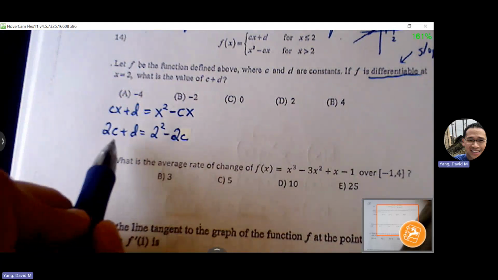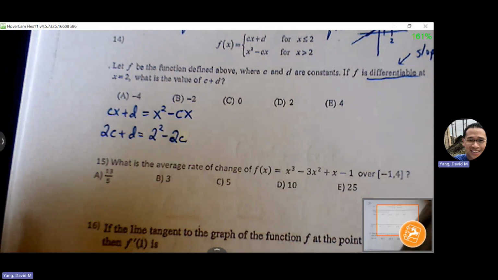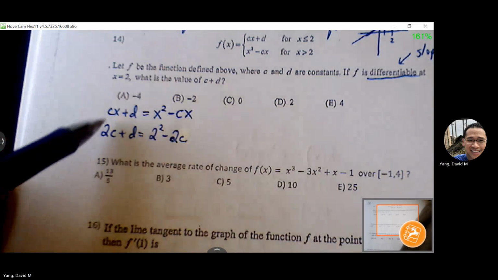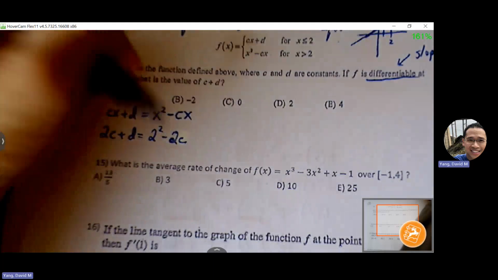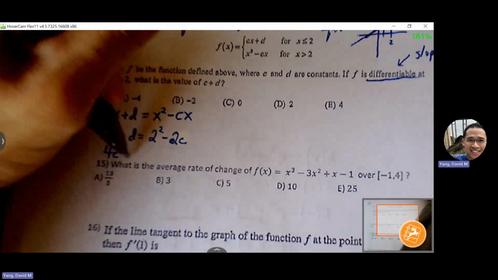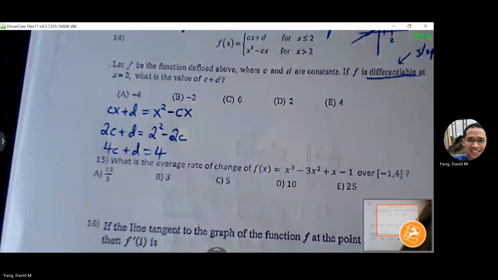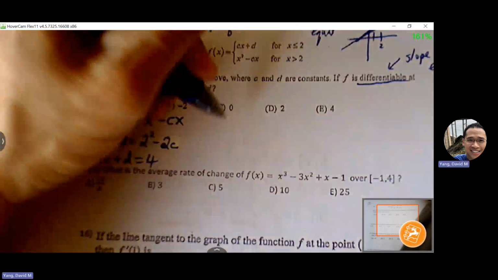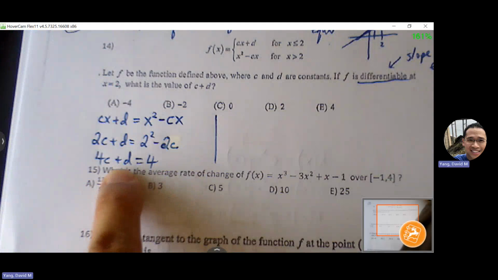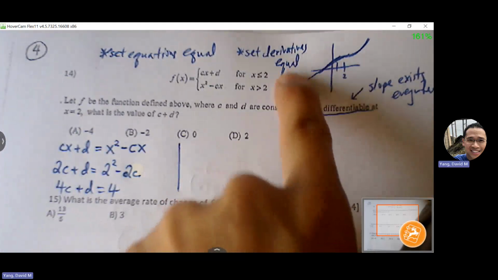Let's see how far we can get with this equation alone. I get 2c plus d equals 4 minus 2c, so 4c plus d is equal to 4. We can pause there because we still have two unknown values. Let's move to the derivative. We can also set the derivatives equal to each other.